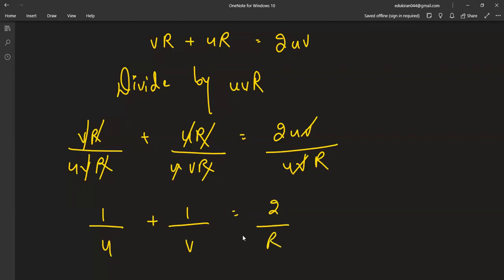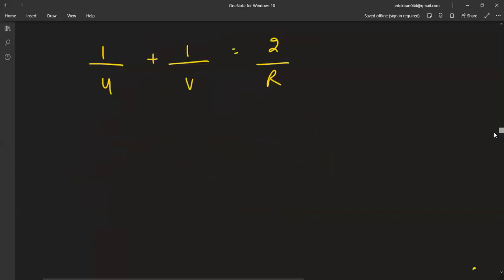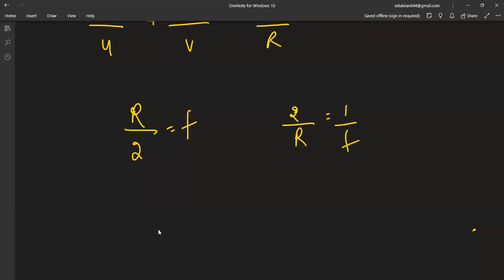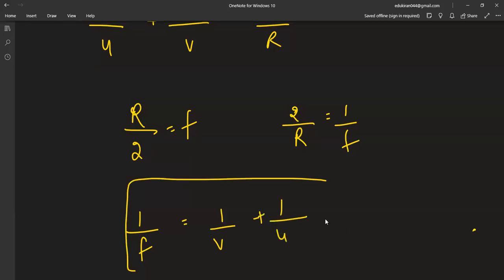We have just done a derivation before this one. Before this derivation, we had another derivation. So R by 2 is equal to F. Here we have 2 by R, so 2 by R will be 1 by F. So 1 by F is equal to 1 by V plus 1 by U.